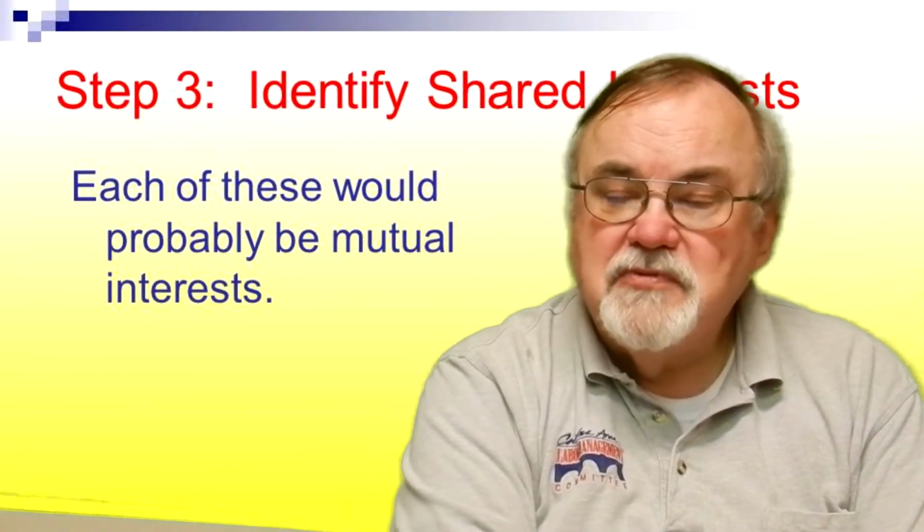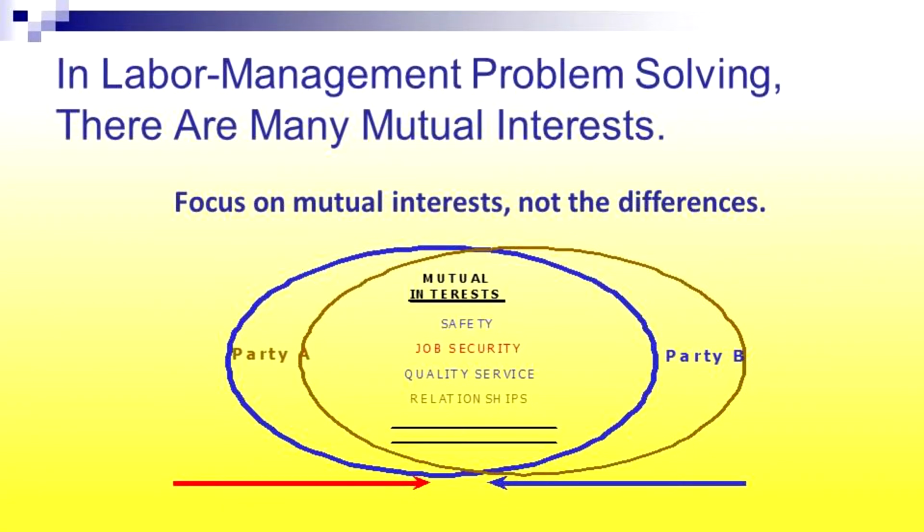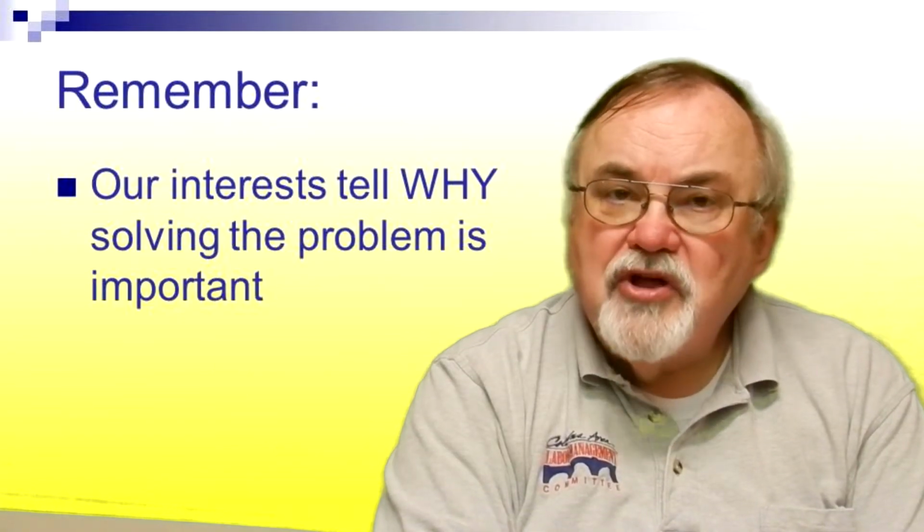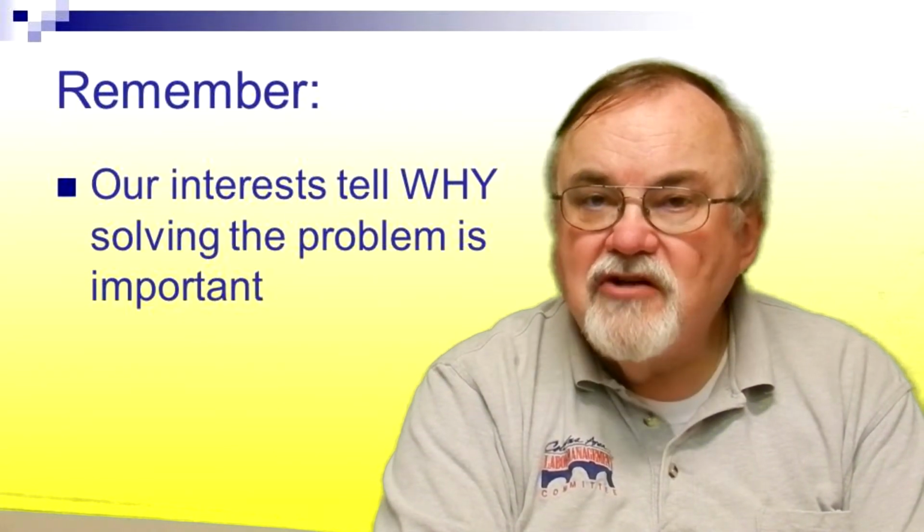In labor management problem solving, there are still many mutual interests. In traditional problem solving, labor and management focus on where they're apart. But if they think about their interests, they're going to find they have things in common like workplace safety, job security, quality service. All of those things are in common to both labor and management. If we focus on, again, where we're together, the places where those circles overlap, then we've got an opportunity to solve problems.